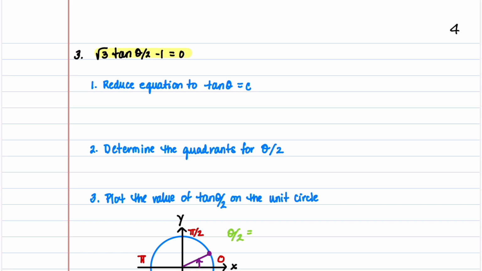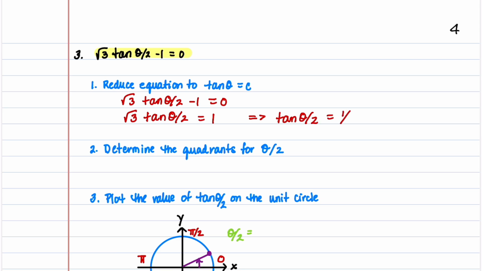Let's begin by reducing this to tangent theta is equal to a constant. So we have root 3 tangent theta divided by 2 minus 1 is 0. Take the 1 to the right-hand side. So we get root 3 tangent theta divided by 2 is equal to 1. Dividing each side by root 3 gives us tangent theta divided by 2 is equal to 1 over root 3.